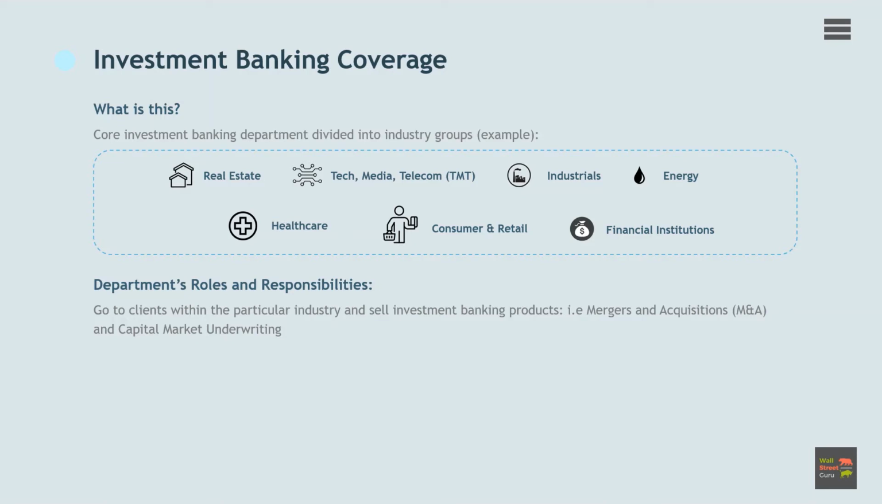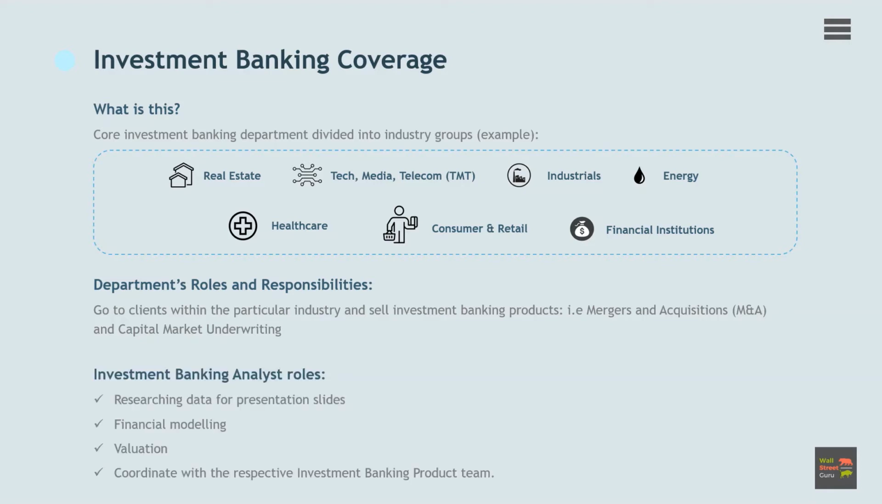So if you were a managing director within one of these groups, you would be responsible for covering several companies within the industry group. The role would be to sell some M&A or underwriting business to said client. Most often presentations, or pitch books, are created as a tool to help pitch or sell business. An analyst would be responsible for researching the data for slides that would populate the presentations. These slides may require some analyses such as financial modeling, valuation, in addition to market research.